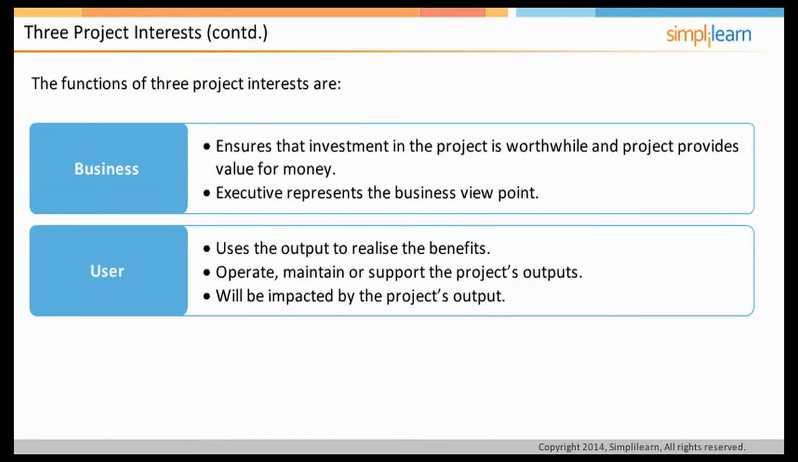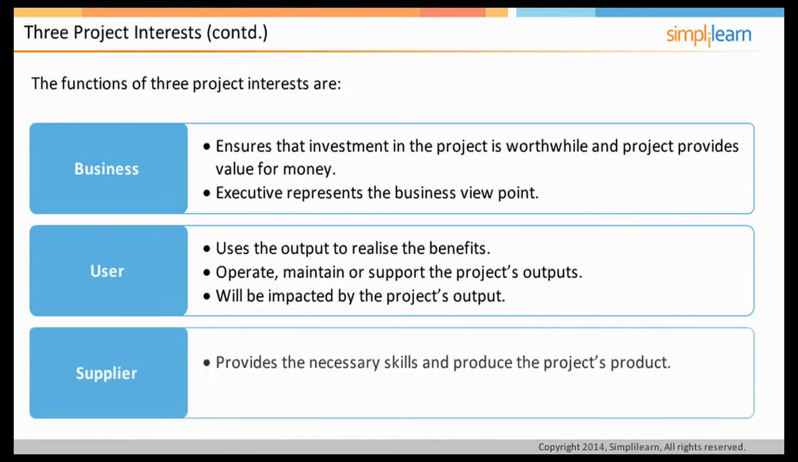The supplier viewpoint should represent those who will provide the necessary skills and produce the project's product. The project may require both in-house and external supplier teams to create the project product. This viewpoint is represented by the senior supplier role. All the 3 roles, that is, executive, senior user, and senior supplier, are part of the project board. The 3 roles represent the 3 project interests or primary stakeholders of the project. The term customer is also used in PRINCE2, normally in the context of a commercial customer-supplier relationship. Customer can usually be interpreted as a collective term for the business and user interests. Let us look at an example which illustrates these 3 project interests in the following screen.